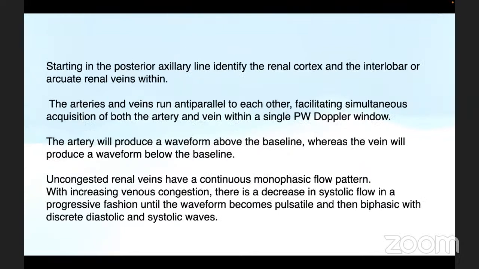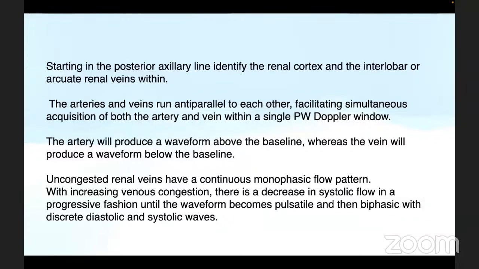So how do you see these intrarenal veins? Starting in the posterior axillary line, identify the renal cortex and the interlobar or arcuate renal veins within. This is very difficult to do, and you may not be able to appreciate it most of the time. We were able to appreciate only 50% of the cases which we regularly assess in our setup. Maybe sometimes even less, maybe 50%.